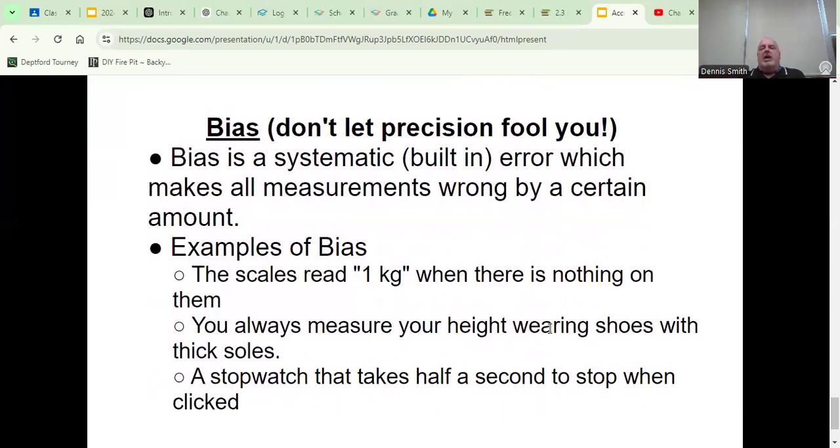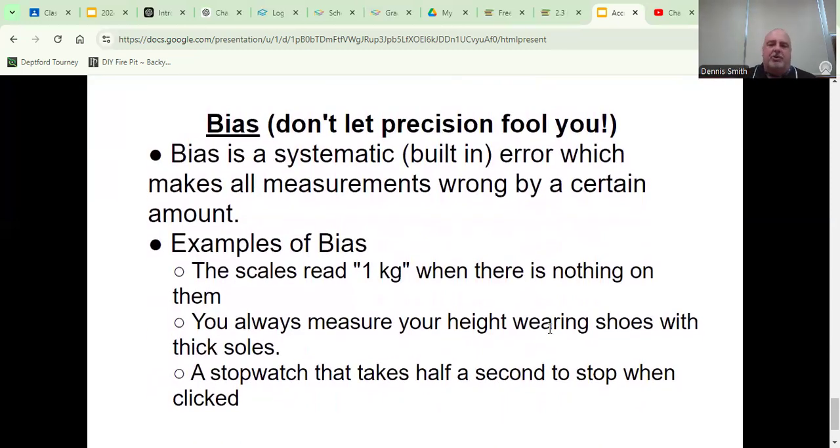All right. And then there's one last thing when we talk about accuracy and precision: bias. We talk about this also in the scientific method, and we talked about this with data as well. You're analyzing data here. Bias is systemic or systematic, which means it's going to be built in, and it's an error which makes all measurements wrong by a certain amount.